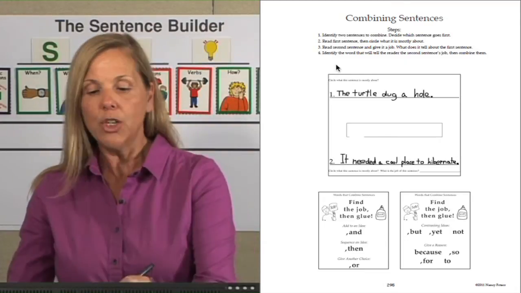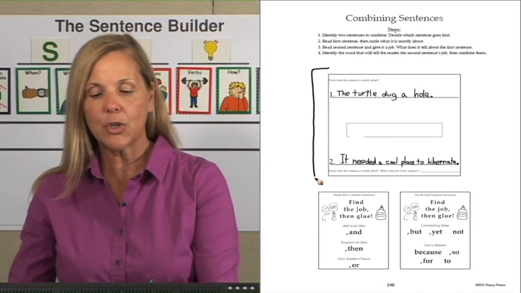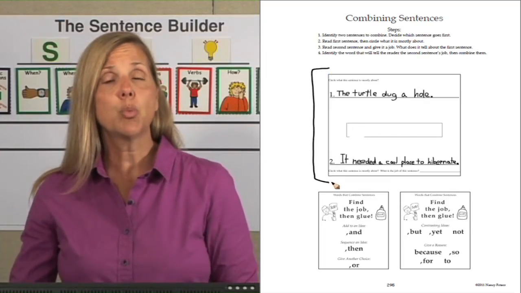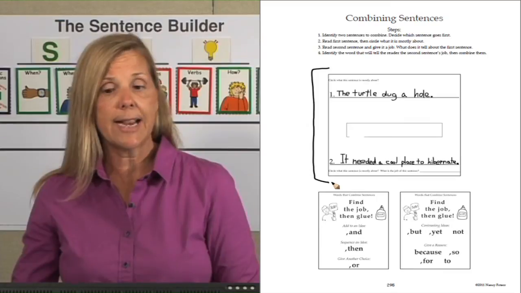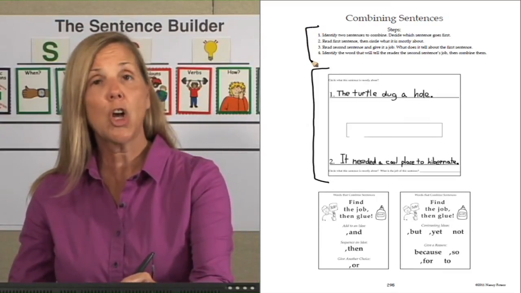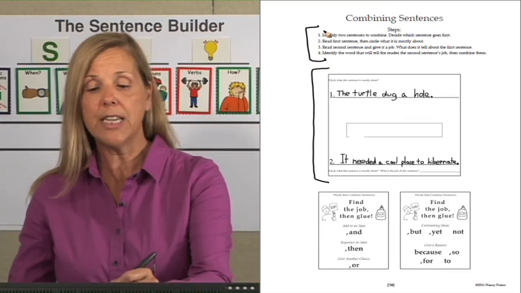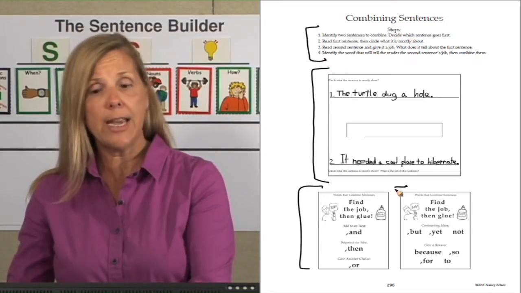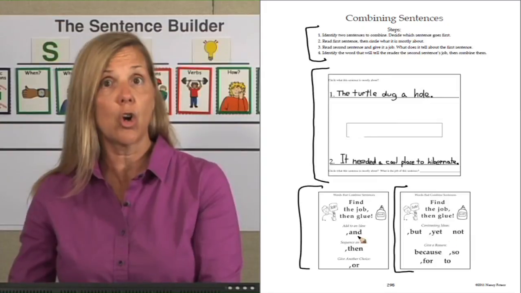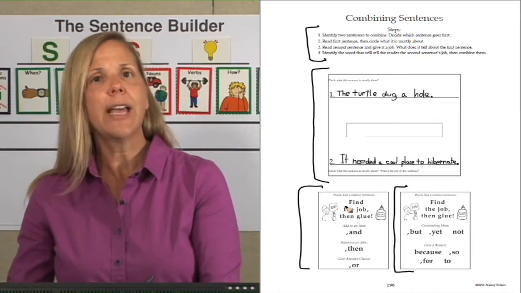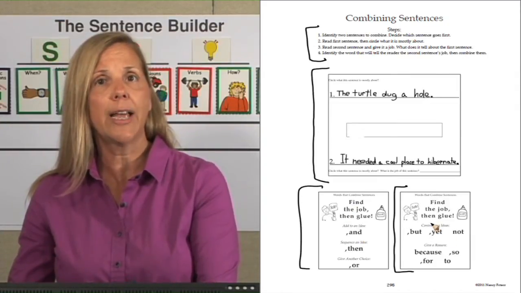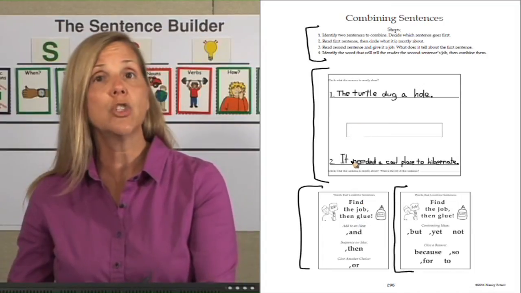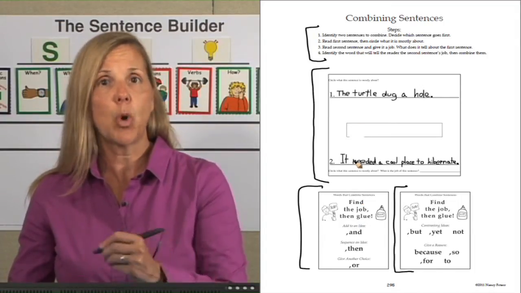You see the black line master that students will use when they first are learning this activity, with the steps up at the top, how they walk through these specific steps in order to combine two sentences. Below that, you see two charts, which are also black line masters, that the students are going to utilize in order to put these two sentences together. Let's walk through the steps.